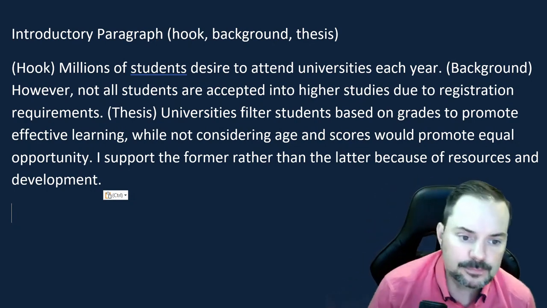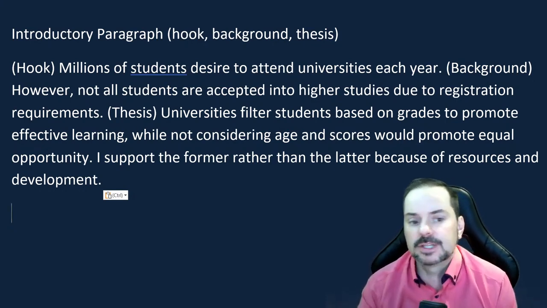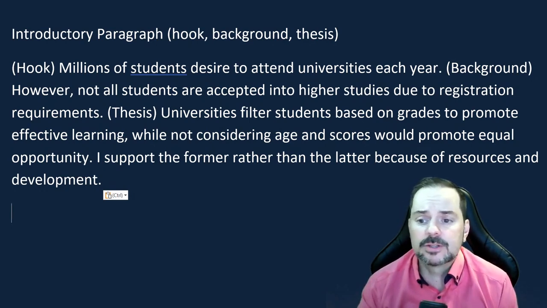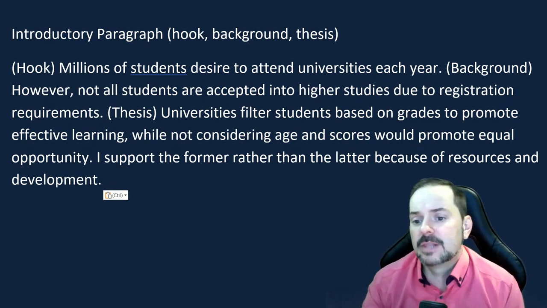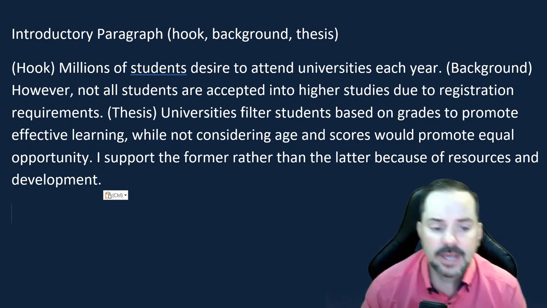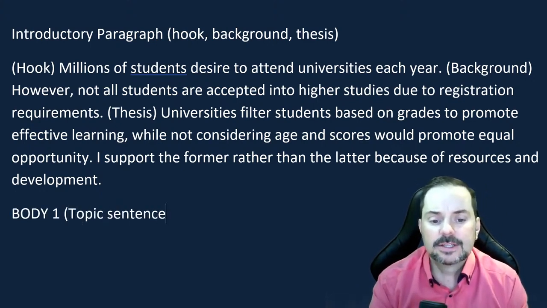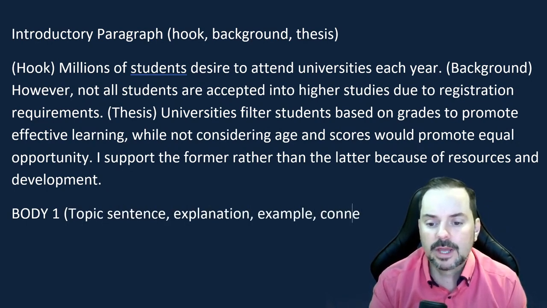Okay. All right. So let's read this introduction, then we can cut right into body paragraph 1. So millions of students desire to attend universities each year. However, not all students are accepted into higher studies due to registration requirements. Universities filter students based on grades to promote effective learning, while not considering age and scores would promote equal opportunity. I support the former rather than the latter because of resources and development. Okay, body paragraph 1. Topic sentence, explanation, example, connection.